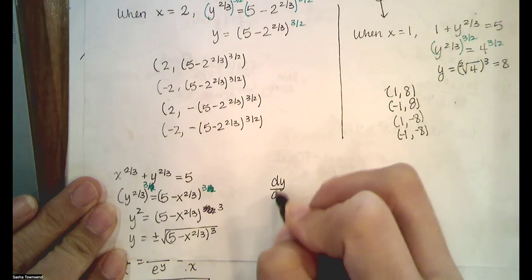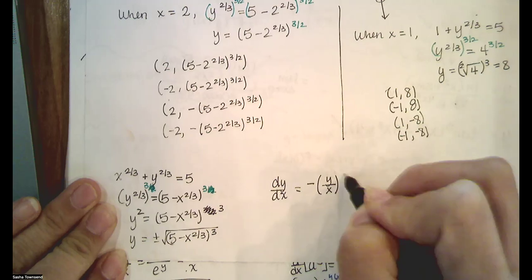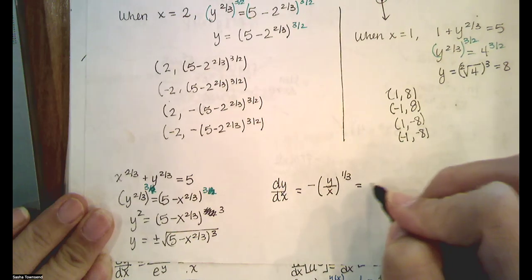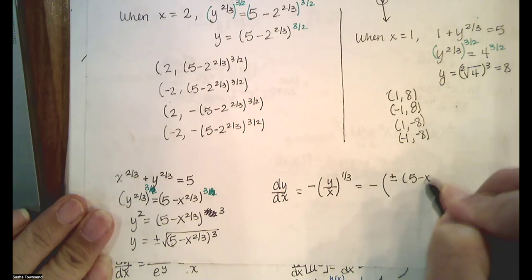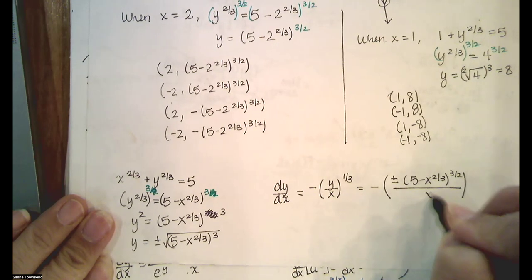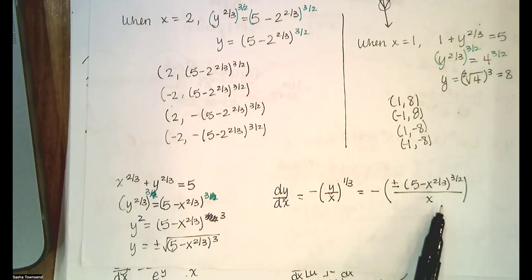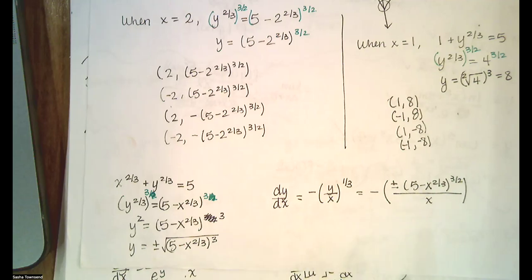So our slope, which was initially negative y divided by x to the 1/3 power, is going to be negative plus or minus 5 minus x to the 2/3 raised to the 3/2 power, all divided by x. And that's our function of x for the slope. So I think if we use this as the equation for the slope at a particular value x naught, we should be able to make a slider on Desmos.com and vary x using the slider and then draw the tangent line. Let's see if that actually works.